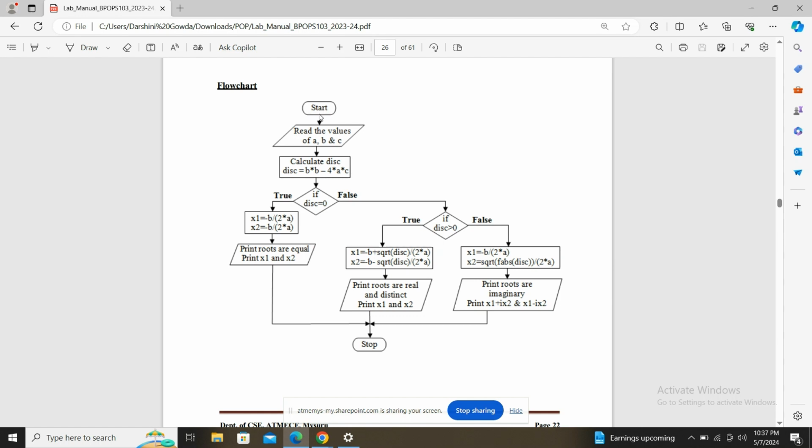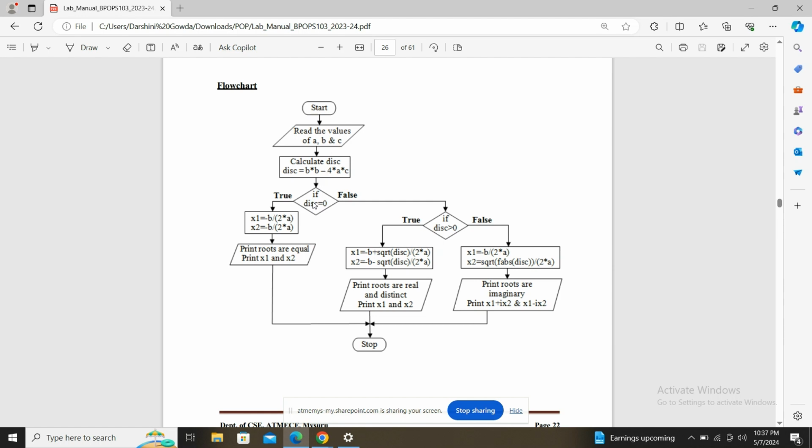After starting our execution, it will read the coefficient values, which would be A, B, and C. After reading the coefficient values, it will first calculate the discriminant value, which is calculated by the formula b square minus 4ac. This b square minus 4ac will determine the nature of the roots.